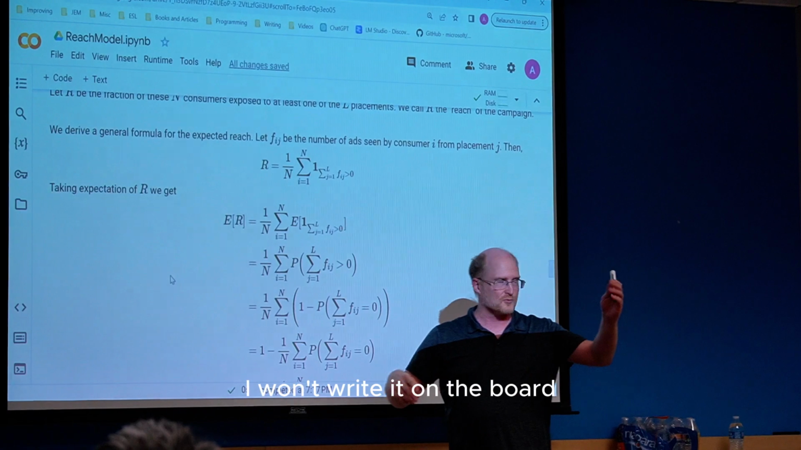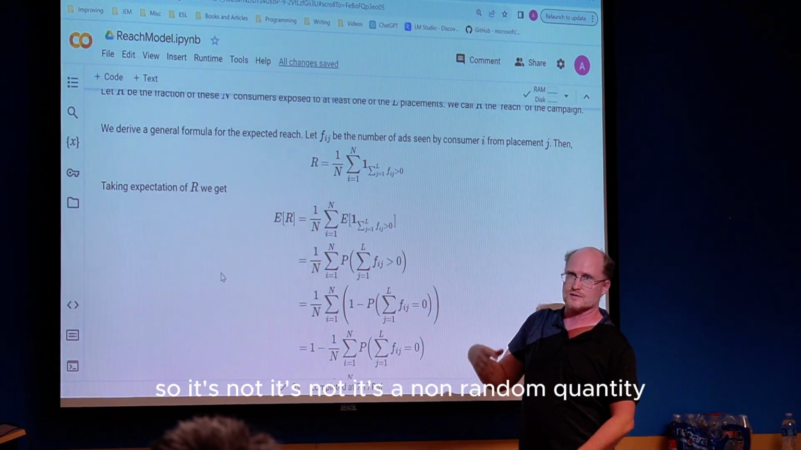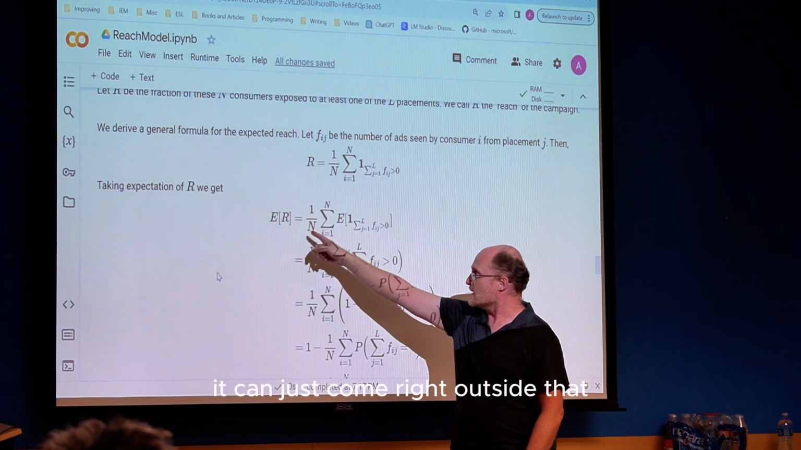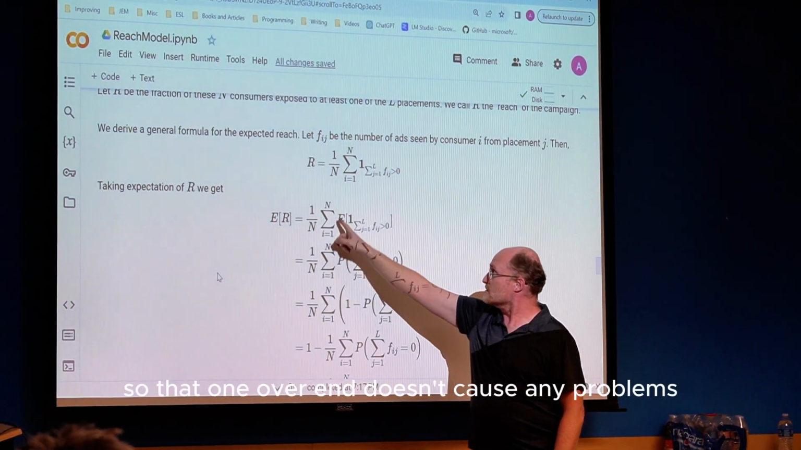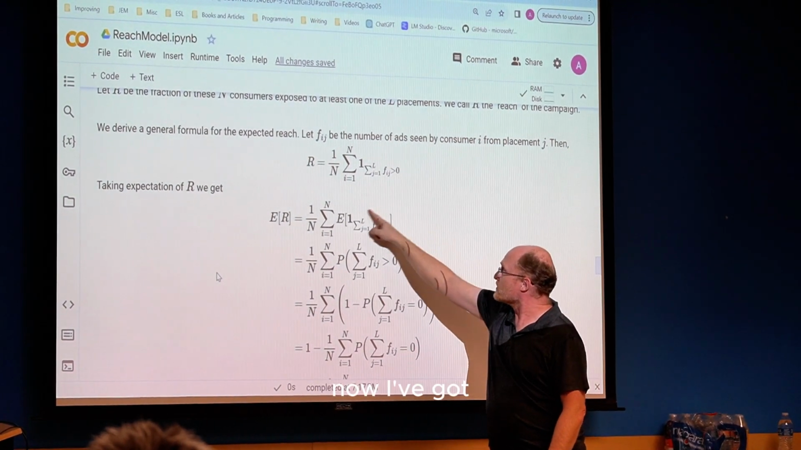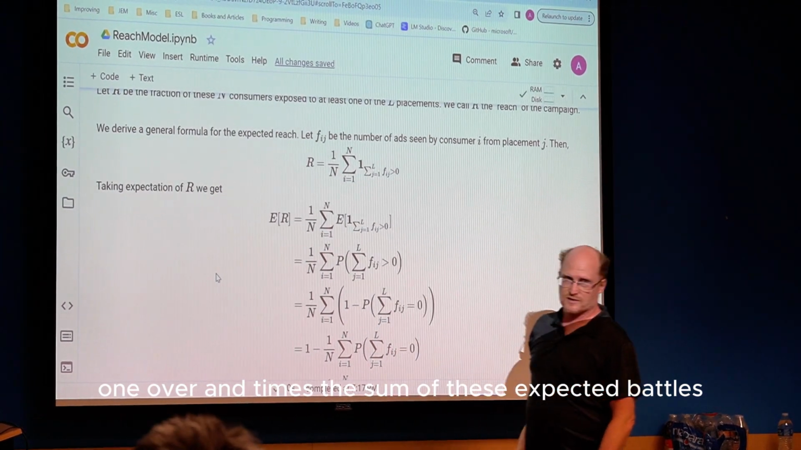Another thing, I won't write it on the board: since 1 over n is a constant, a non-random quantity, it can just come right outside. The E just goes right through it, so that 1 over n doesn't cause any problems. We push the E through. Now I've got 1 over n times the sum of these expected values.